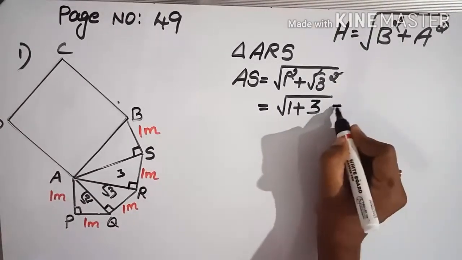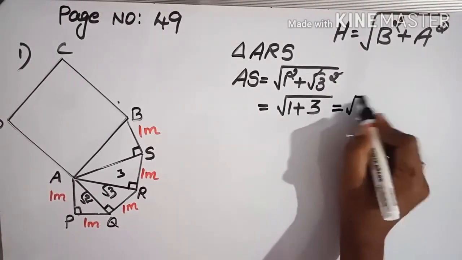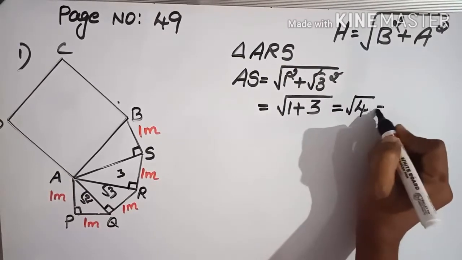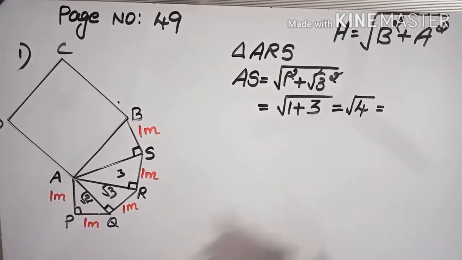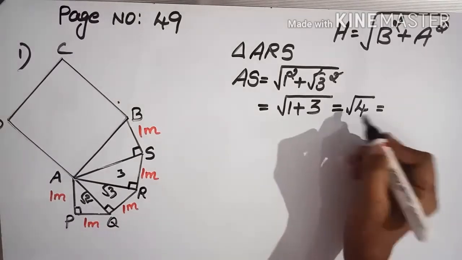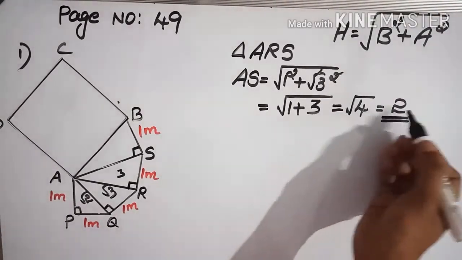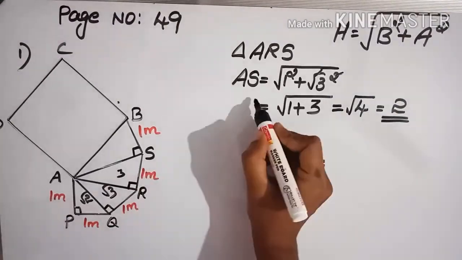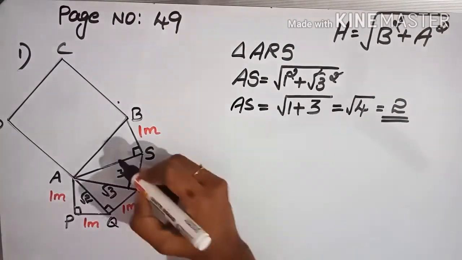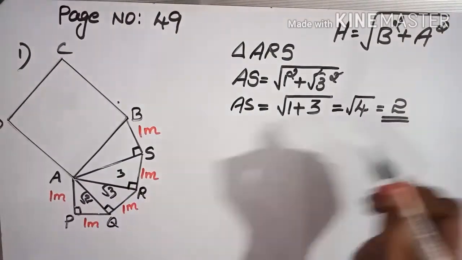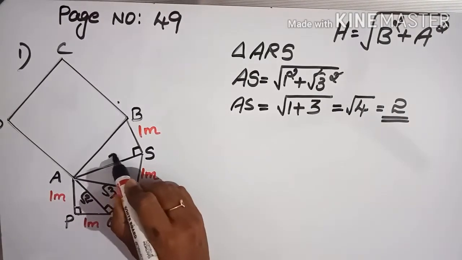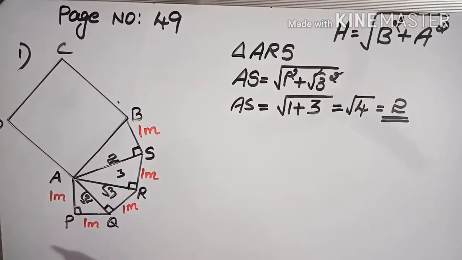Okay, so answer is what? 1 plus 3, 4. So root 4 we got. What is root 4? We know the value of root 4. Root 4 is a perfect square, so 2 is the answer. Root 4 means here it is 2. So AS is equal to 2, not root 2, it is 2. We got 2 as the answer.